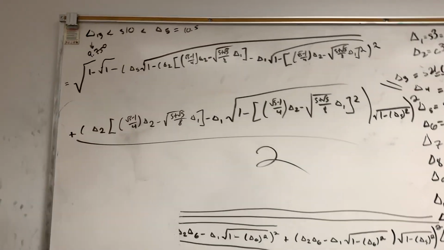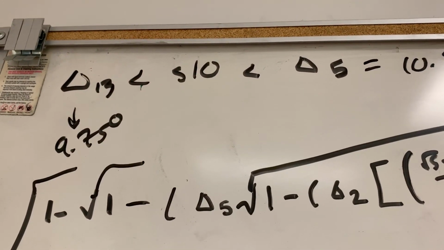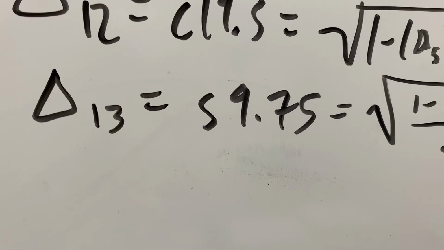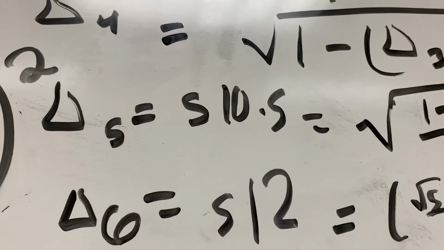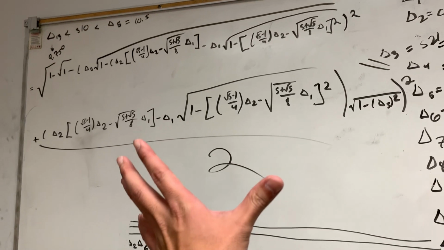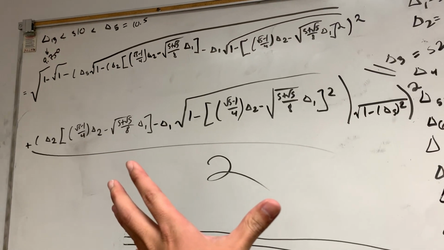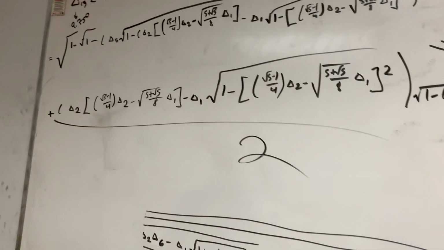So let's summarize. What we just found is that sine of 10 degrees is in between delta 13, which is sine of 9.75 degrees, and it has an upper bound of delta 5, which is sine of 10.5 degrees. If you want to see the expression, this is the expression for sine of 10.5 degrees. No, this is 9.75. Oh yeah, this is 9.75.